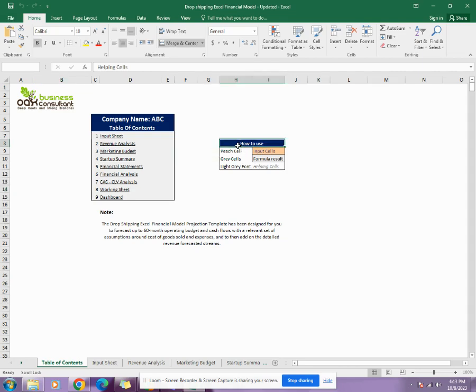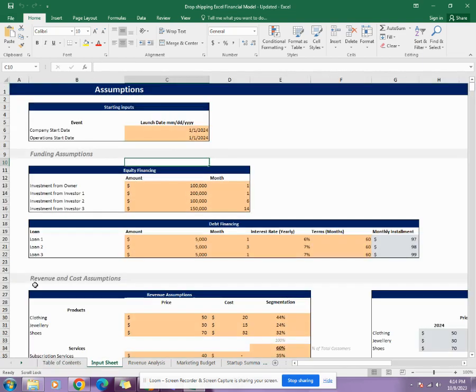Coming towards the how to use, if you see over here, the peach cells indicate the input cells, whereas the gray cells are the formula cells. And light gray fonts are the helping cells. This model will be forecasted up to 60 months with assumptions relevant to costs, expenses, and other revenue related information.